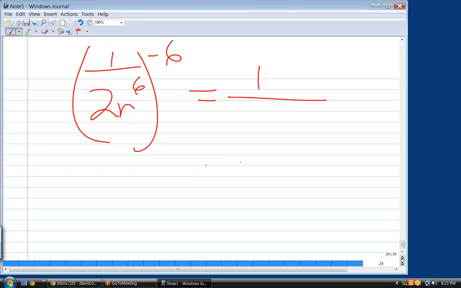What about the denominator? I'm doing double exponentiation. So what am I going to do? Multiply the exponents. I got 2 to the negative 6, because the 2 is inside the parentheses. And then r to the what? To the negative 36. Yep. Now simplify it.